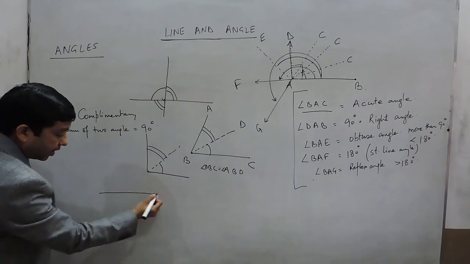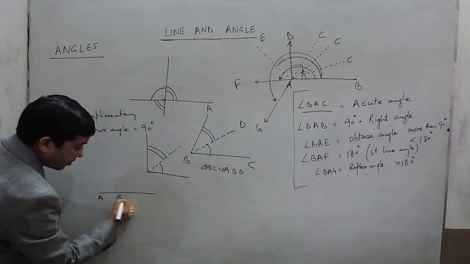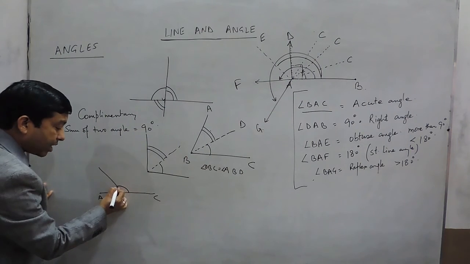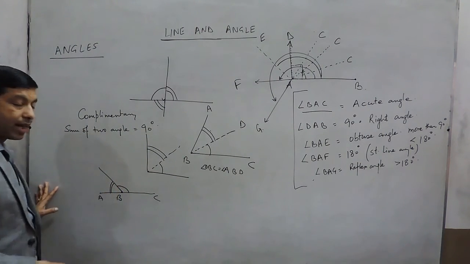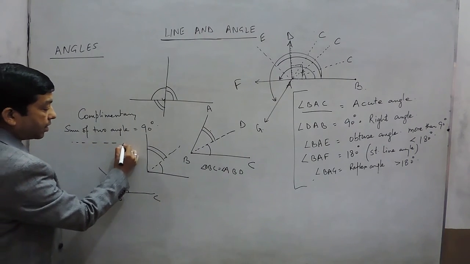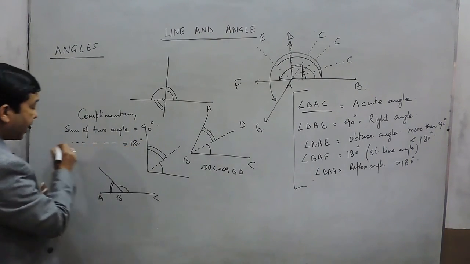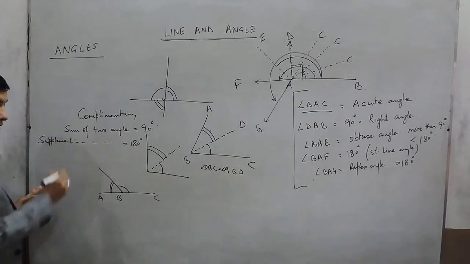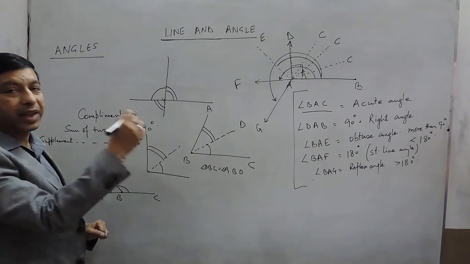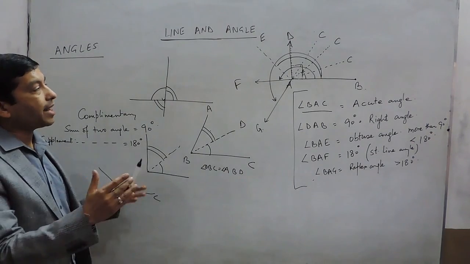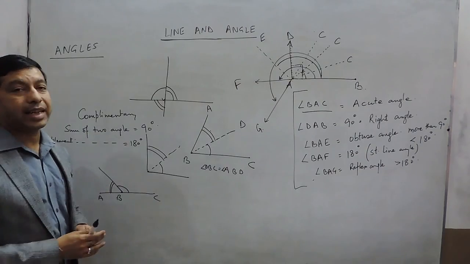When there is a straight line and from a point B we make another line, these two angles are known as supplementary angles to each other, or when the sum of two angles is equal to 180 degrees, they are known as supplements of each other. So these are basically the different types of angles. In the next class we will discuss lines, parallel lines and intersecting lines.